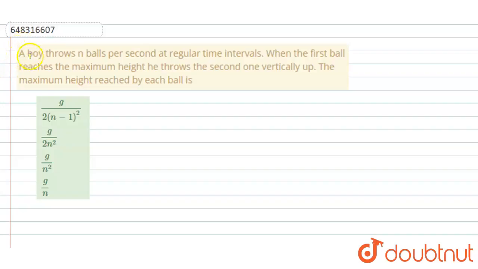Hi everyone. The question says, a boy throws n balls per second at regular time intervals. When the first ball reaches the maximum height, he throws the second one vertically up. The maximum height reached by each ball is.